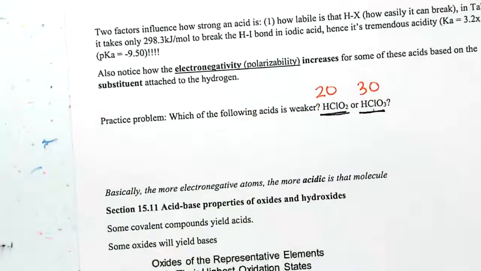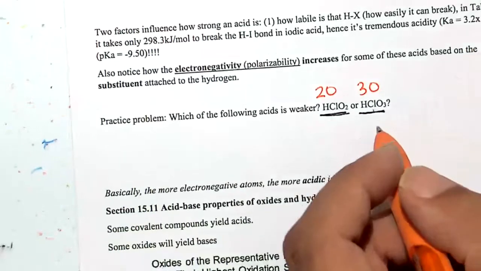Okay, this has 2 oxygens. So which is more electronegative? The one with 2 oxygens or 3 oxygens? Which is more electronegative? That's the one that's going to have 3 oxygens, right? Okay, 3 oxygens has more pulling power than 2 oxygens.